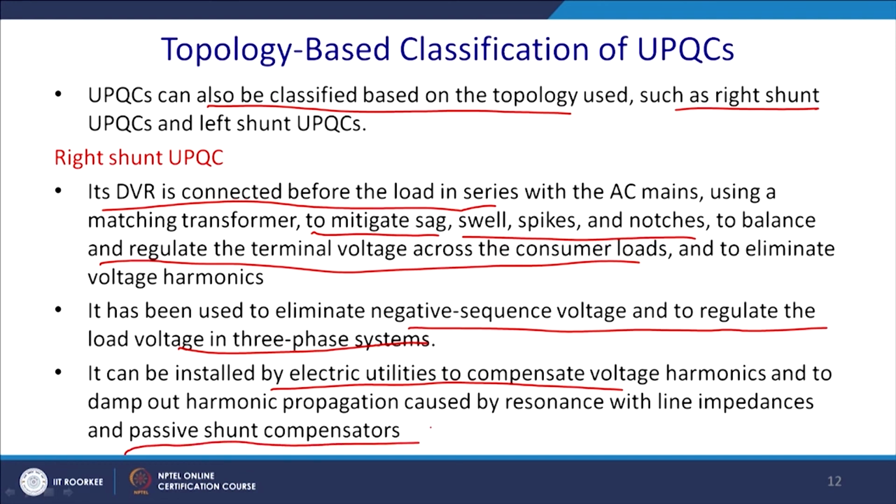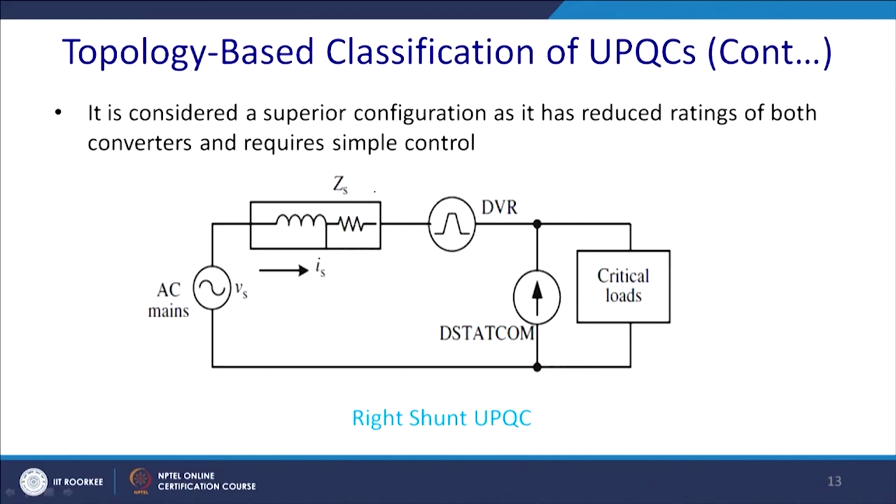So, this is the advantage of the right shunt UPQC, and it is quite preferred because the voltage has already been cleaned out, and damping action can be done by the shunt active power filter. So, thus this solution is preferred. For this reason, we can model it like this. This is the source impedance and this is the DVR, which will inject and clean up, and this is a D-STATCOM, and the critical load will always see that very clean power is connected across it.